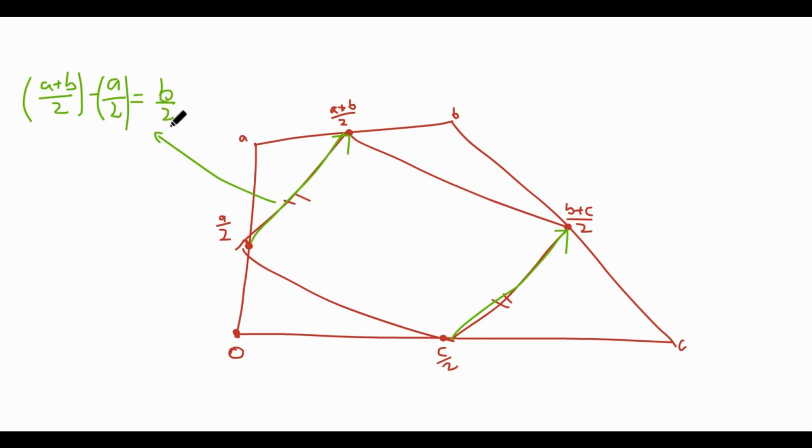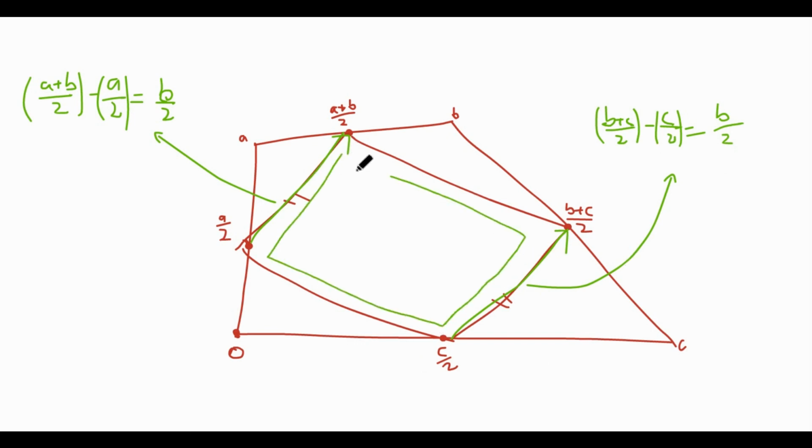Alrighty then. Now let's look at the other vector. This vector is (b plus c) over 2, and then subtract c over 2. And what does that equal? That also equals b over 2. So therefore, these two vectors are actually the same thing. And therefore, they have the same length and orientation. And therefore, this is a parallelogram, and we are done.